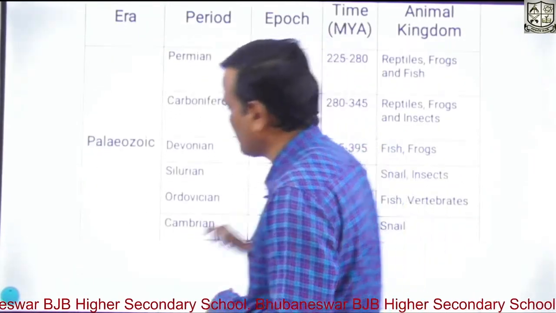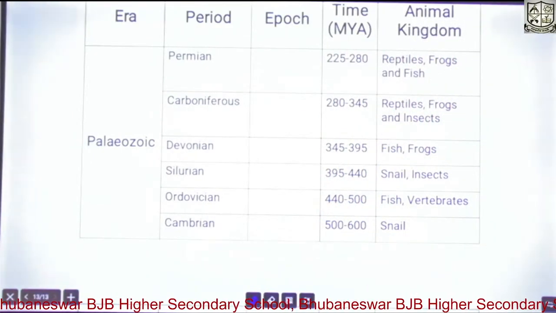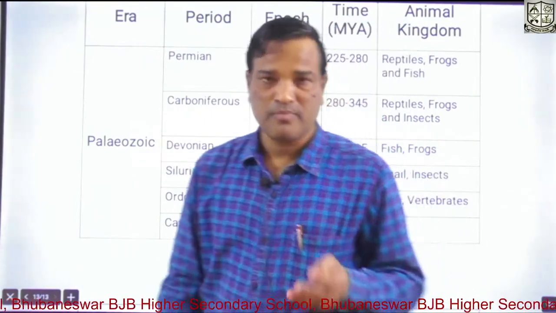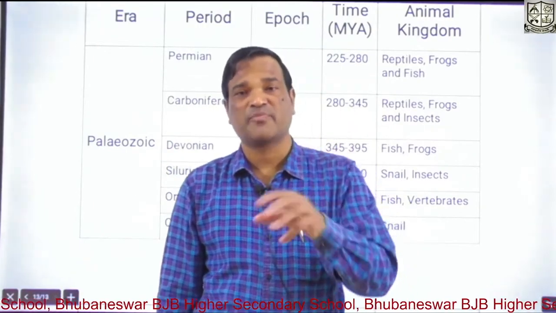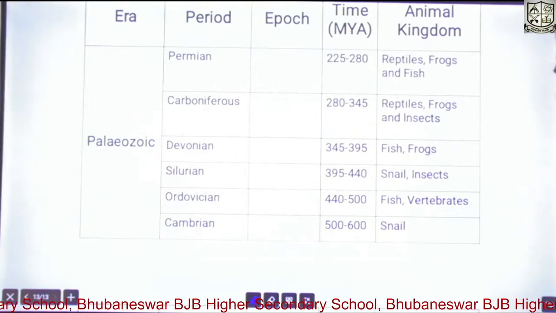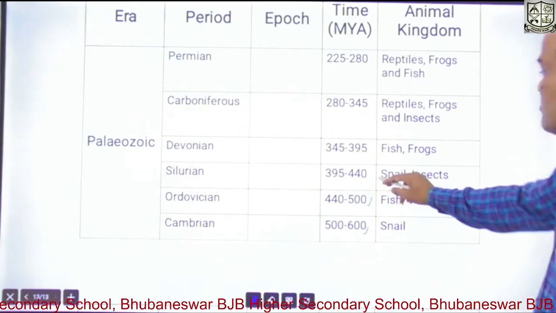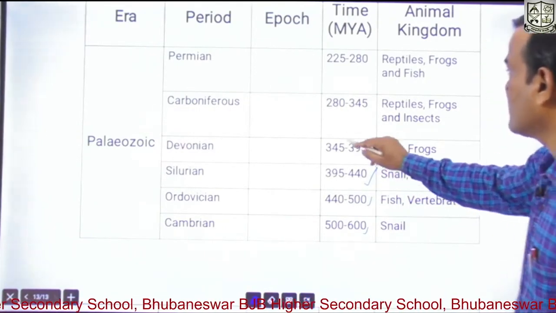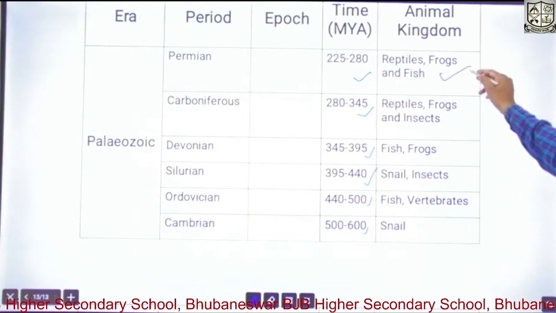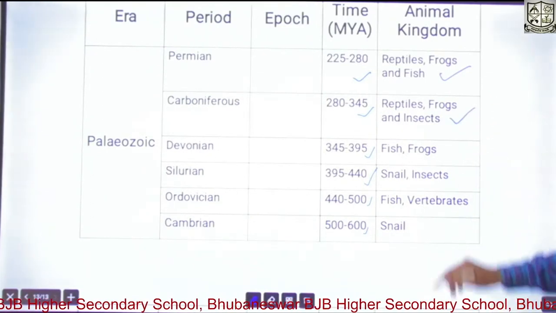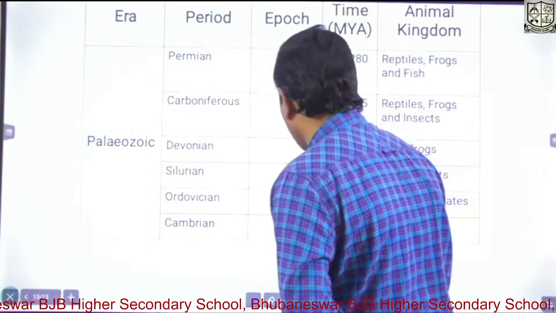So come to the Paleozoic era, which we classify into periods: Cambrian, Ordovician, Silurian, Devonian, Carboniferous, Permian. The Cambrian is maximum 600 million years ago, Ordovician up to 500 million years ago, Silurian 440, Devonian 395, Carboniferous 345, Permian 280. Reptiles, frogs and fish developed during the Permian period; reptiles, frogs and insects in the Carboniferous; fish and frogs in the Devonian; snails and insects, fish and vertebrates in the Silurian, and snails originated or evolved during that period.